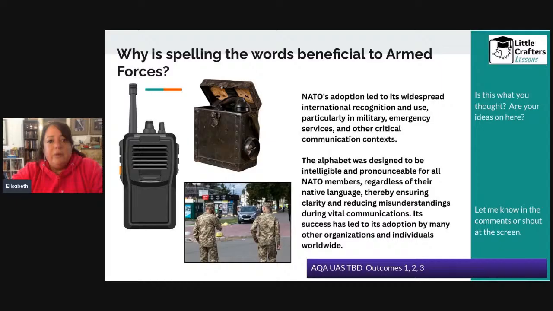So it was designed to be intelligible and pronounceable for all members of NATO. So no matter what country we're from, we should be able to pronounce and say these words so that other people can understand us. Whether it's using walkie-talkies, that's an old school radio at the top, or armed forces on mobile phones in very noisy and loud conditions, you'd still be able to understand one another because you can spell it out, and those words will mean a letter. It's speaking in code, kind of.